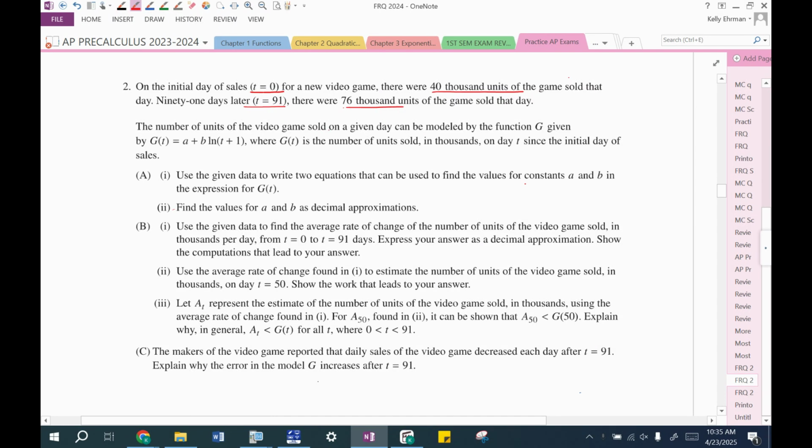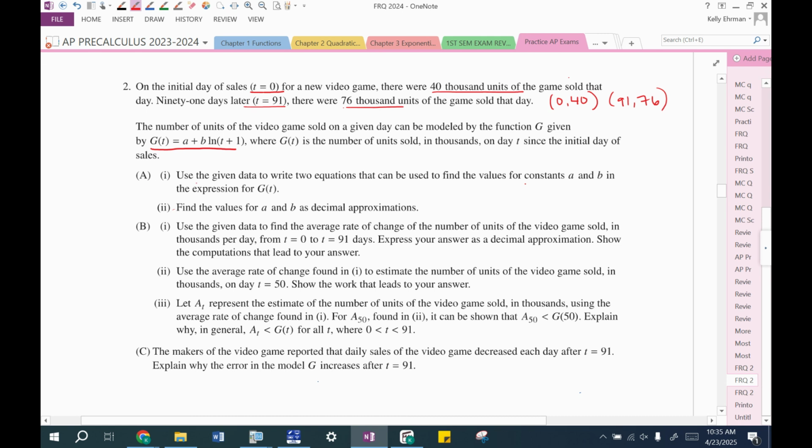The number of units of the video game sold on any given day can be modeled by this equation, where g of t is the number of units sold in thousands. So the 2 ordered pairs that they give us are 0, 40, and I don't have to write 40,000 because g is already in thousands, and 91, 76.